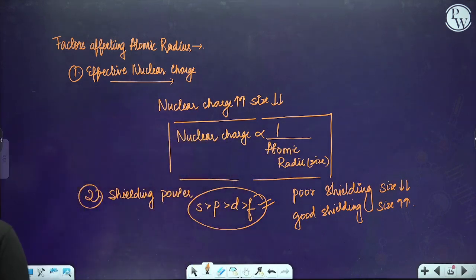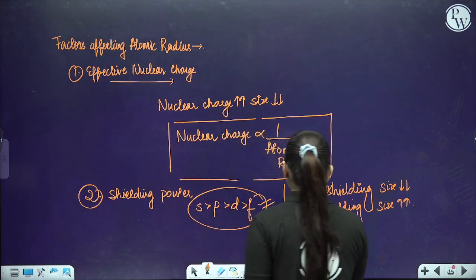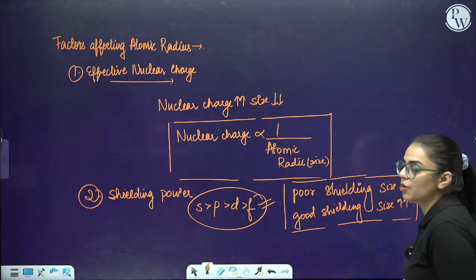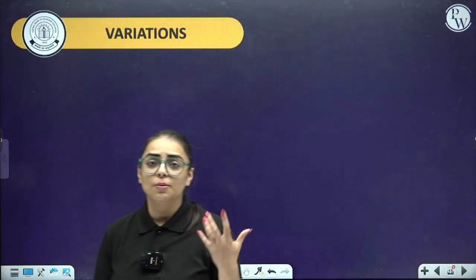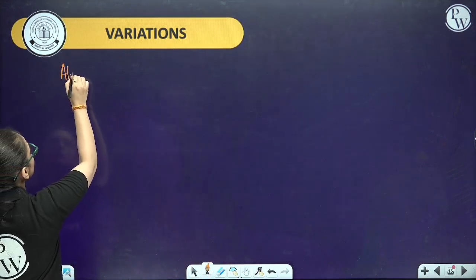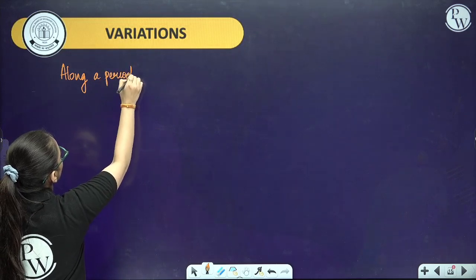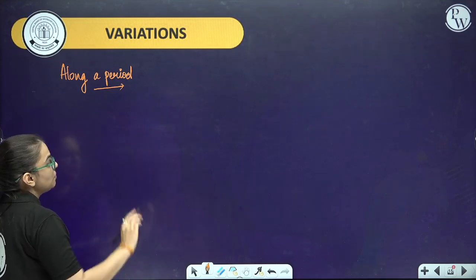Now we will be moving on to the variation segment. This is also again a very important part which I have told you about. Shall I move on to the variation part now? So here comes variation. Let us talk about the variations along a period first of all. Along a period, let us talk about the second period.